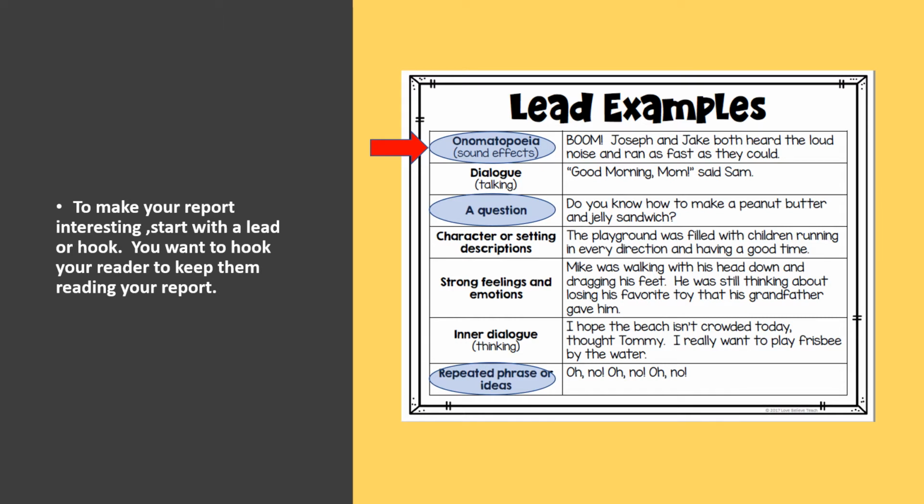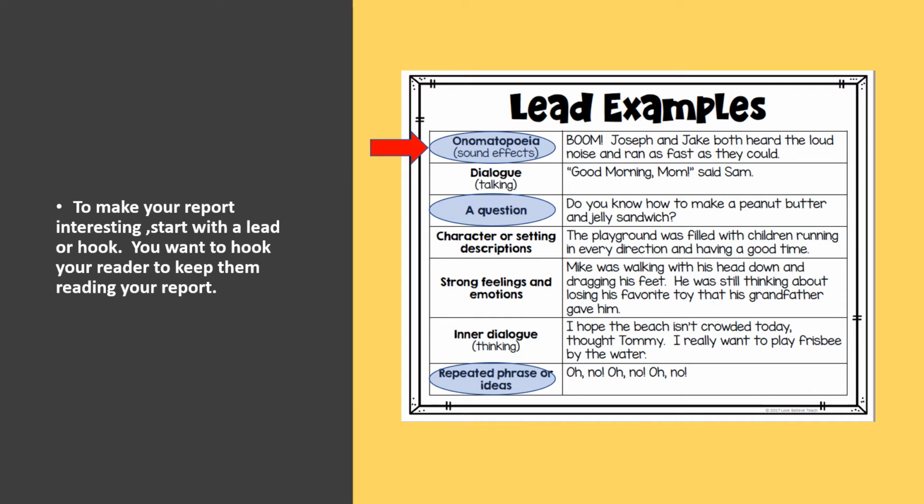Now, boom will be nice if you're writing it into a story, but you can also use onomatopoeia in your animal report. For example, if you were writing a report about a dog, you could say bark, bark, or woof, woof. These are onomatopoeia sound effects. So you can use bark, bark, or woof, woof as the sound effect that a dog makes when he is happy, excited, or angry.